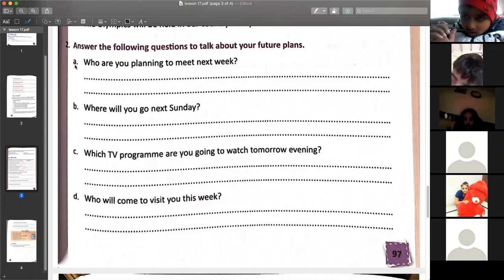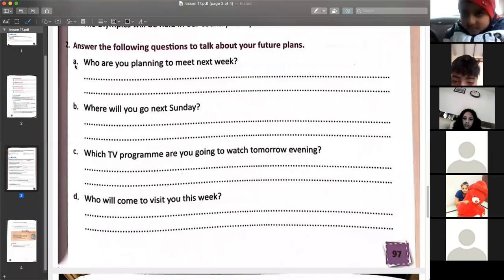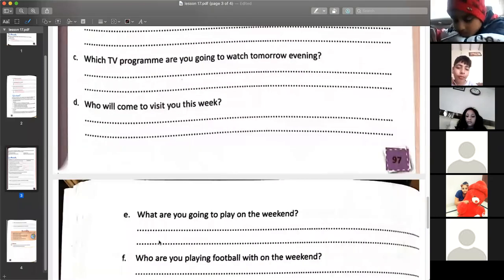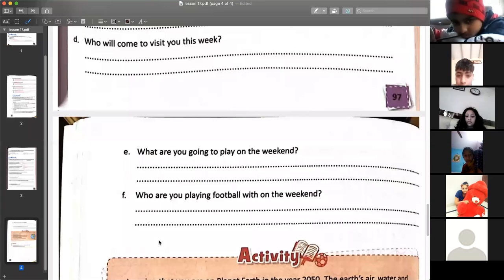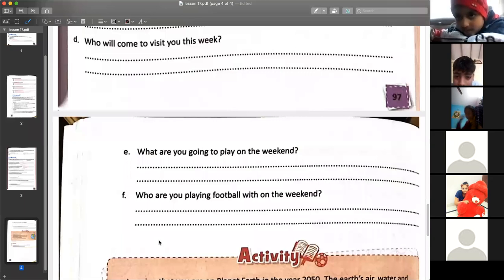Bache, the question is, who will come to meet you? Anyone, you can take any name. My doctor. Very good, Veer. My doctor will come to visit me. My friends, my grandfather, yes. Ma'am, I'm also telling this answer. All right. Okay, Sean, tell me the next one. What are you going to play on the weekend? Hockey. Very good. I am going to play hockey.